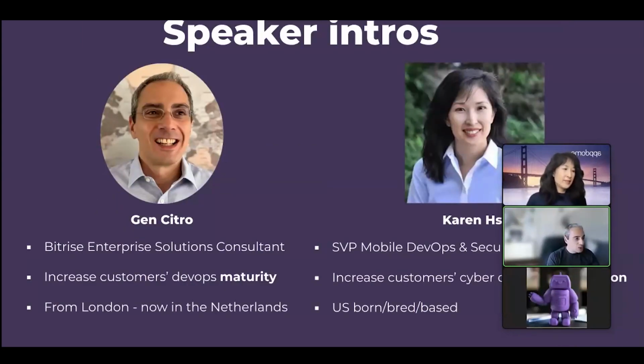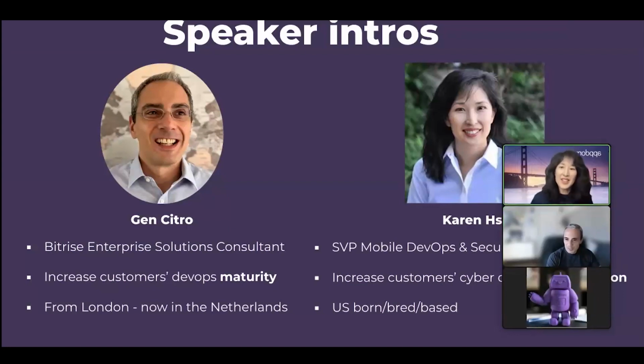Okay, cool. So a little bit about me. My name's Jen. Hello. I'm a Bitrise Enterprise Solutions Consultant. I've been at Bitrise now for about 18 months. I previously came from Google after a 10-year span there. My main role is to increase customers' DevOps maturity by matching their business and engineering challenges to the product and feature functionality we have at Bitrise. As you can probably hear from my accent, I'm from London, but I'm currently living in the Netherlands. And with that, I'll hand over to Karen.